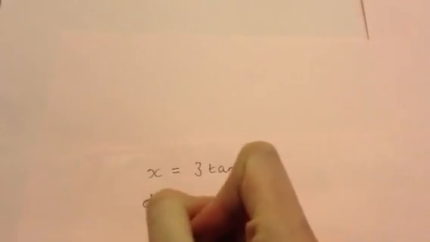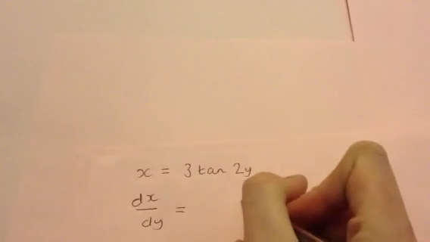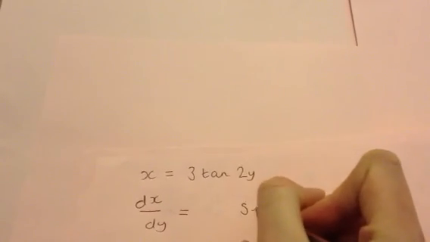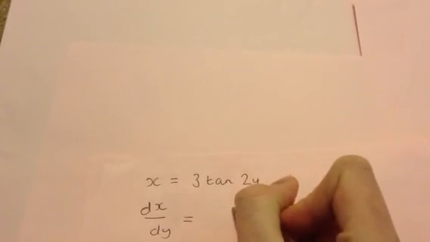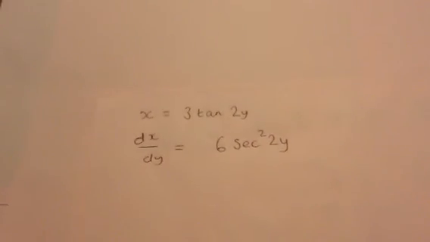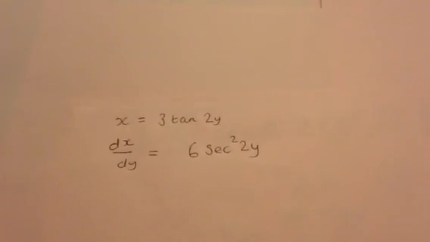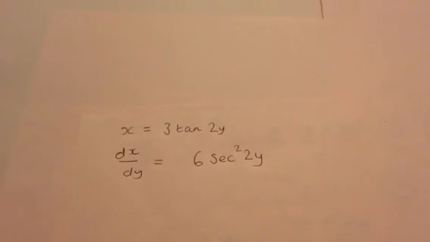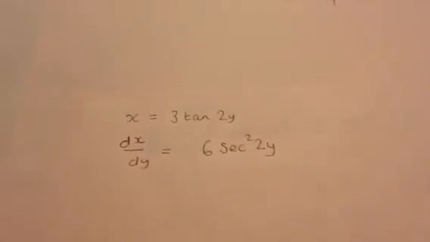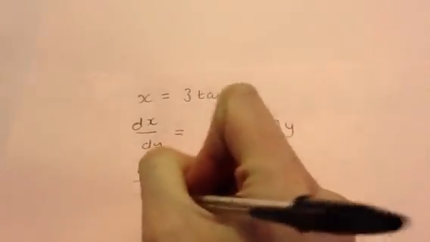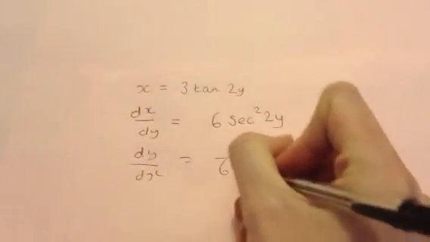Now x equals 3 tan 2y. So I'm going to do the same again. Now this time dx over dy, tan goes to sec squared. So this is going to go to sec squared of 2y. But it's going to have a 6 in the front because you have to times by 2. So we've got 3 tan 2y going to 6 sec squared 2y. And what I do now is I flip to get 1 mark. So dy over dx is 1 over 6 sec squared 2y.